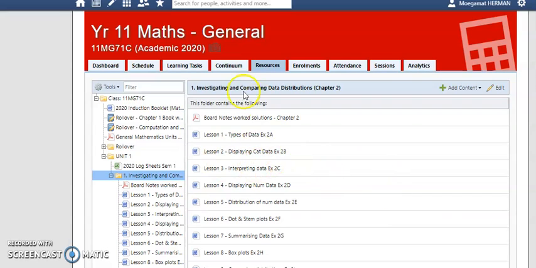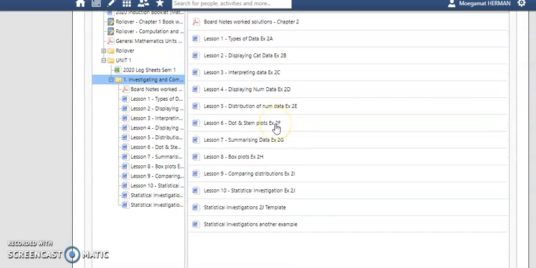This can be found in Compass, so if you head to our class and go to resources, in the first and only folder for chapter 2, the lesson 10 stat investigation exercise 2J and the template can be found there. There is another example if you do have the time to look at if you wish, but right now our main concern is just this one here, lesson 10.